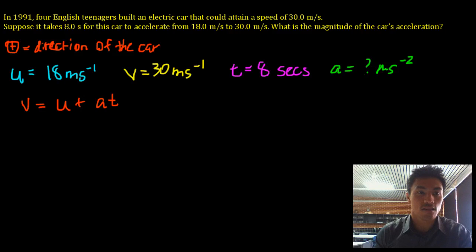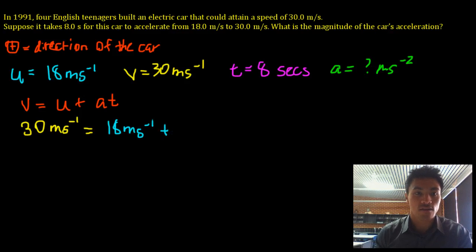Our final velocity, let's put it in yellow, is 30 meters per second, which equals our initial velocity, let's put that in blue, 18 meters per second, plus our acceleration, let's put that in green, multiplied by our time. What color is our time? Our time is in purple, right? Our time is 8 seconds. Beautiful.